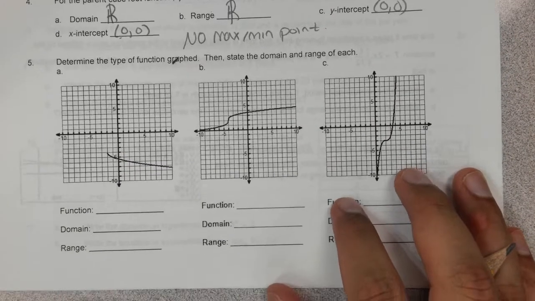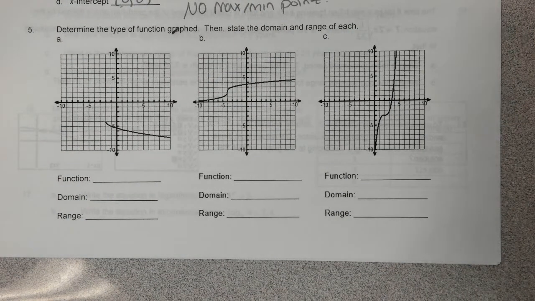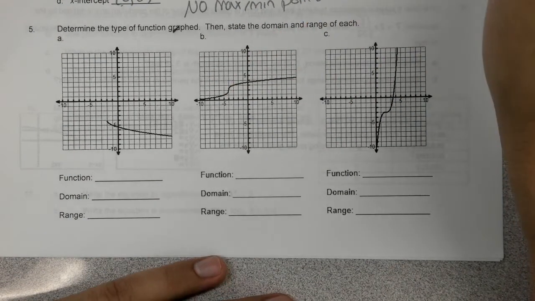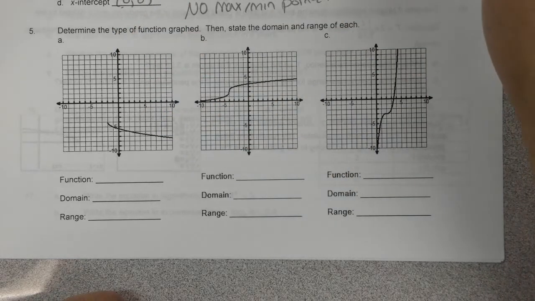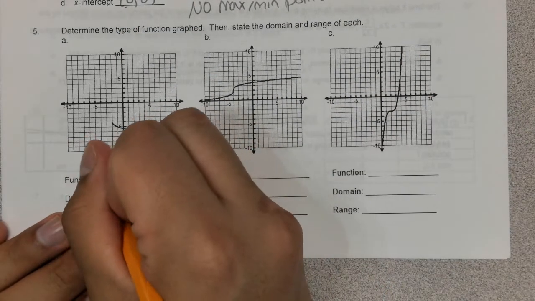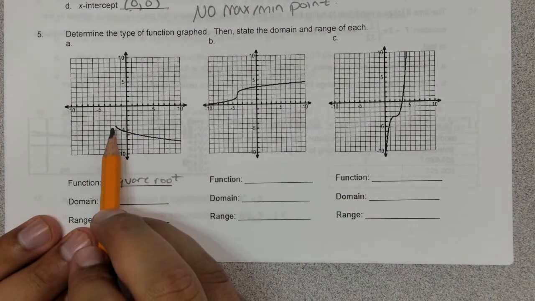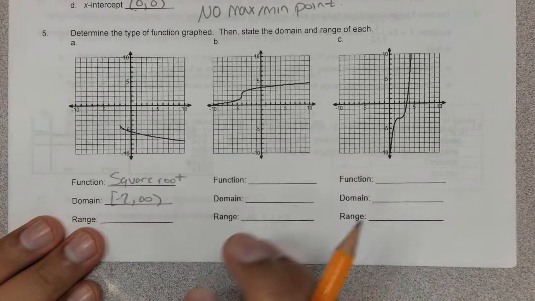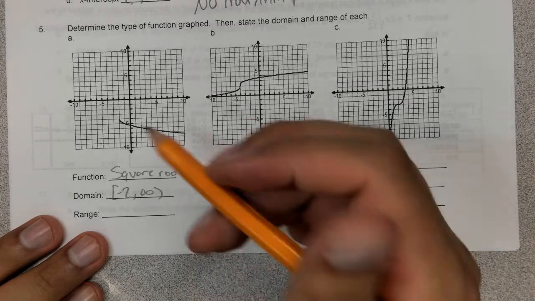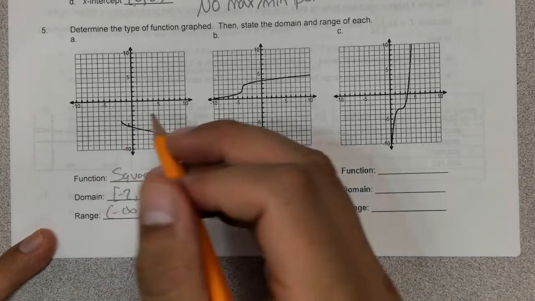Then for the bottom, on number 5, determine the type of function graphed, then state the domain and range of each. Looking at this function, I know it's a square root function. The domain is from negative 2 to infinity. It's upside down, so the range starts with negative infinity and then stops at negative 5.